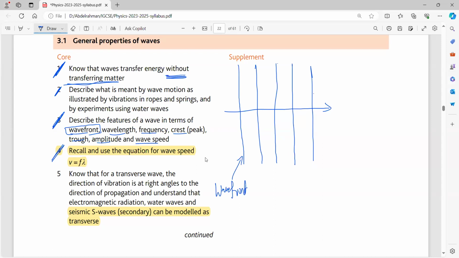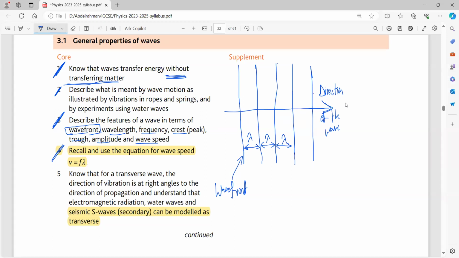The distance between one wave front and the other is the wavelength. These distances are the wavelengths. Again, what is the direction? This is the direction of the wave. In this case, it's moving from the left to the right.